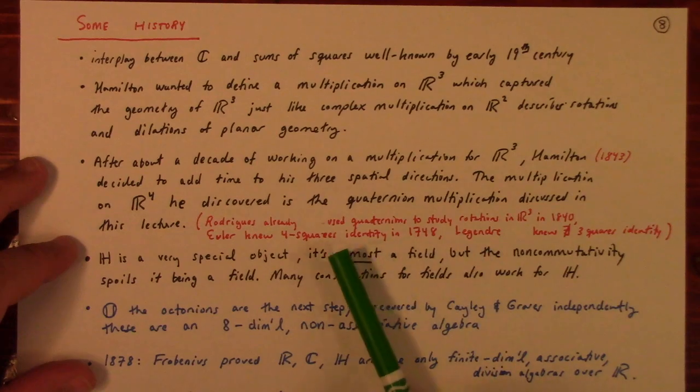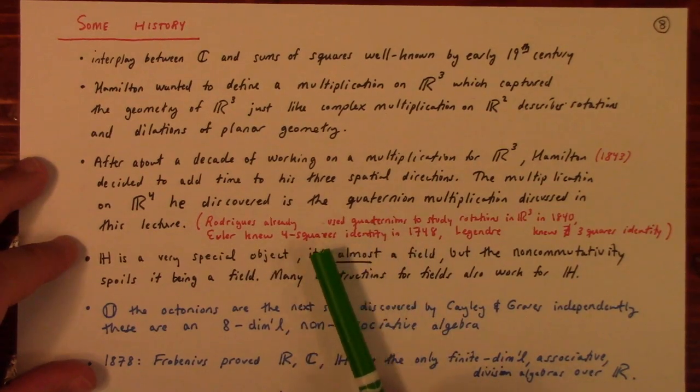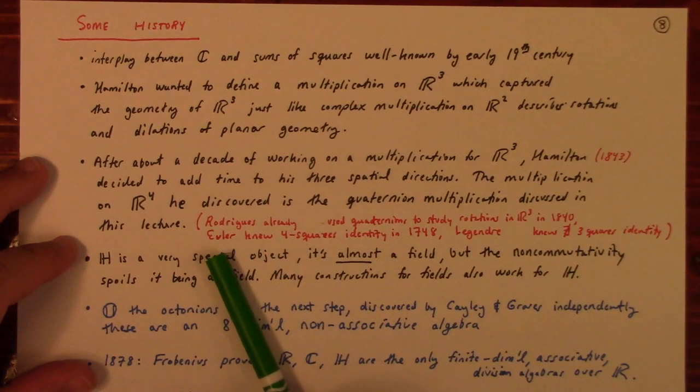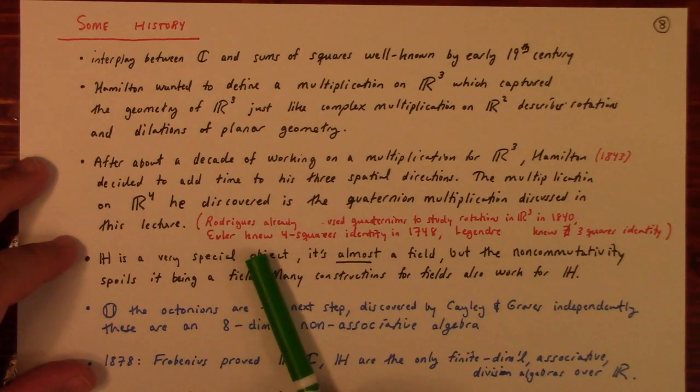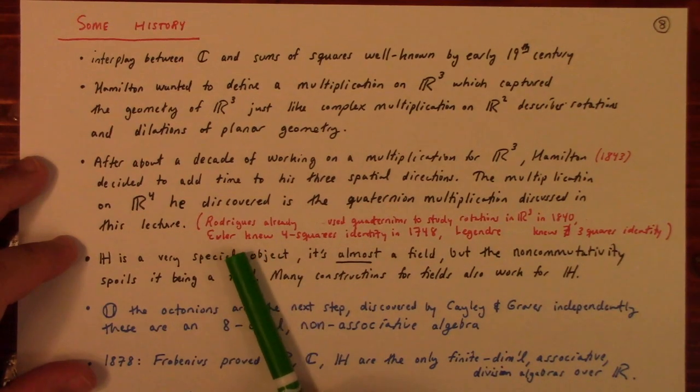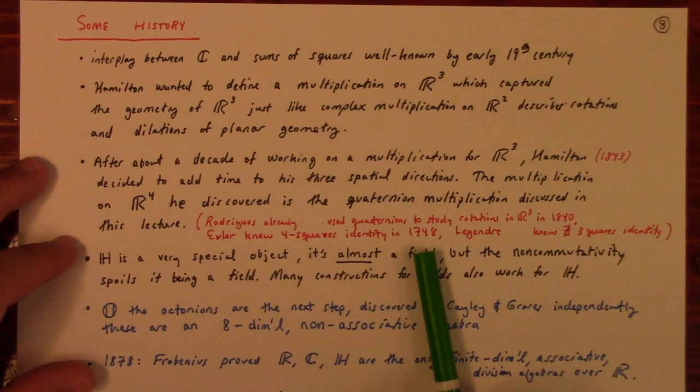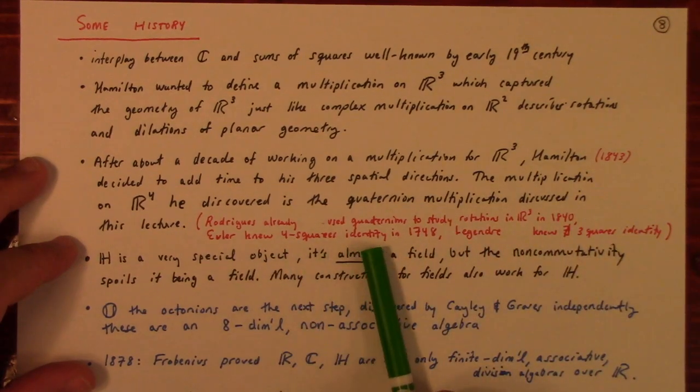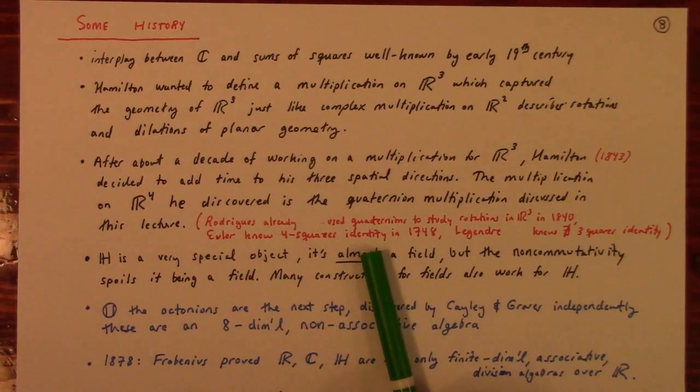But you know, if Rodriguez did this, it stands to reason that there were probably other people that had this idea. Also of note, as is often the case, Euler knew it before he should have. Euler's like a full 100 years before this history. He knew the 4-square identity, just like the thing we wrote on the other page. Where was it? Like 3 pages back. Where'd it go?